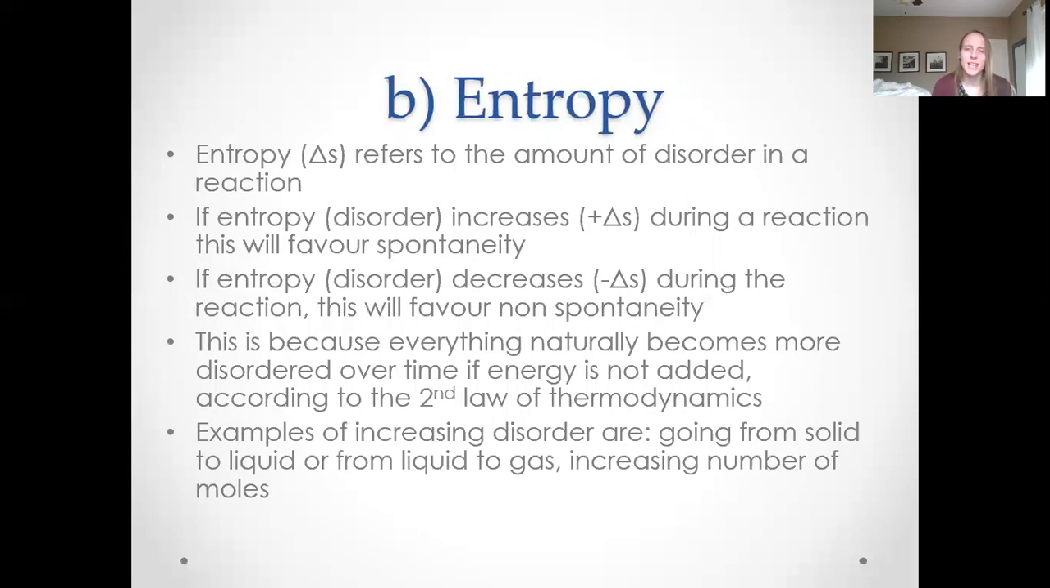The second factor to take into account is entropy, also called delta S, and this refers to the amount of disorder in a reaction. So if the amount of disorder is increasing throughout the reaction, that is a positive delta S, and that would favor spontaneity. It is much easier and more natural to become disordered. If the entropy is negative, so a negative delta S, that means that it is becoming more ordered or less disordered as the reaction goes on.